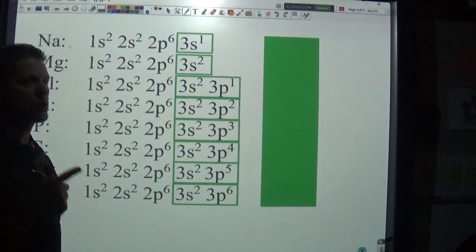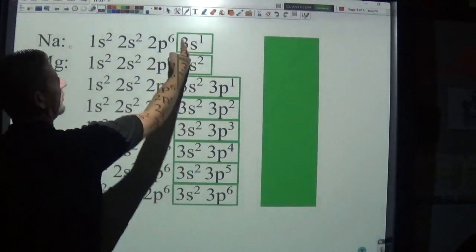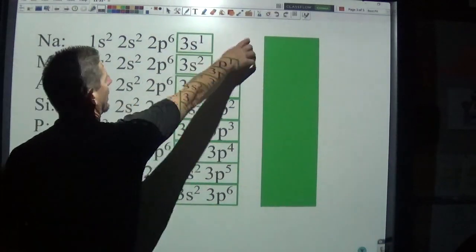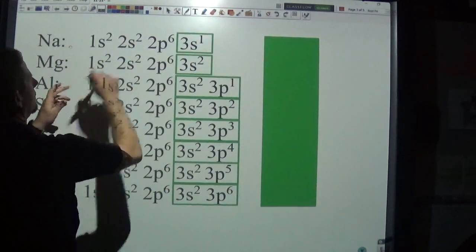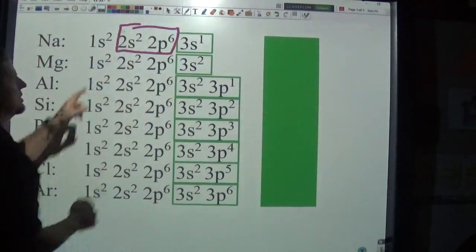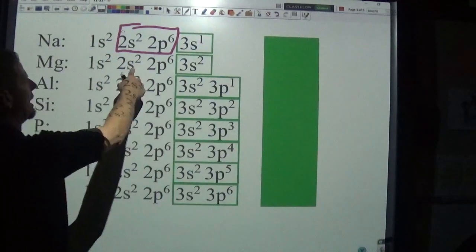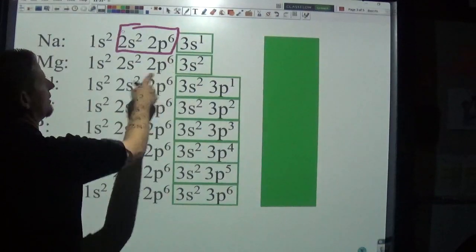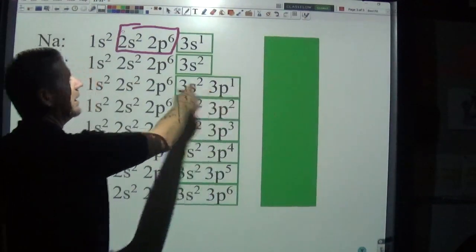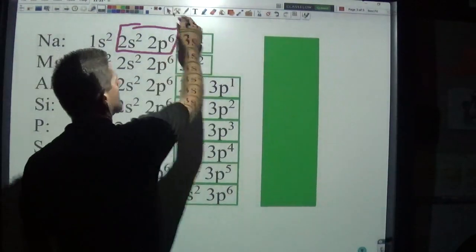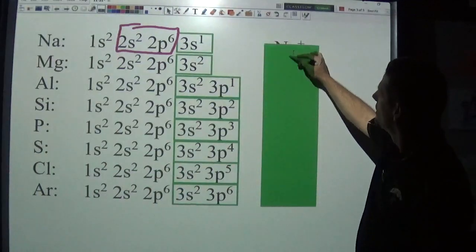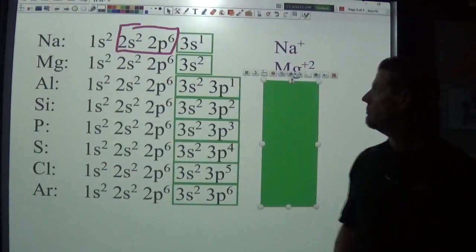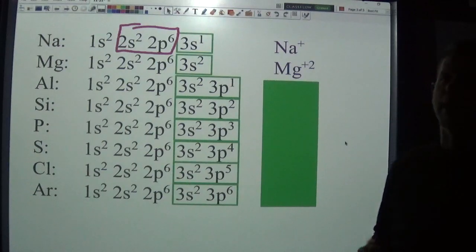So again, metals want to lose electrons. If this 1 electron were to fly away, it would have 8 in its valence electron shell. If magnesium were to lose 2, it would have 8. If aluminum lost 3, it would have 8. So the charges match how many electrons they have lost.